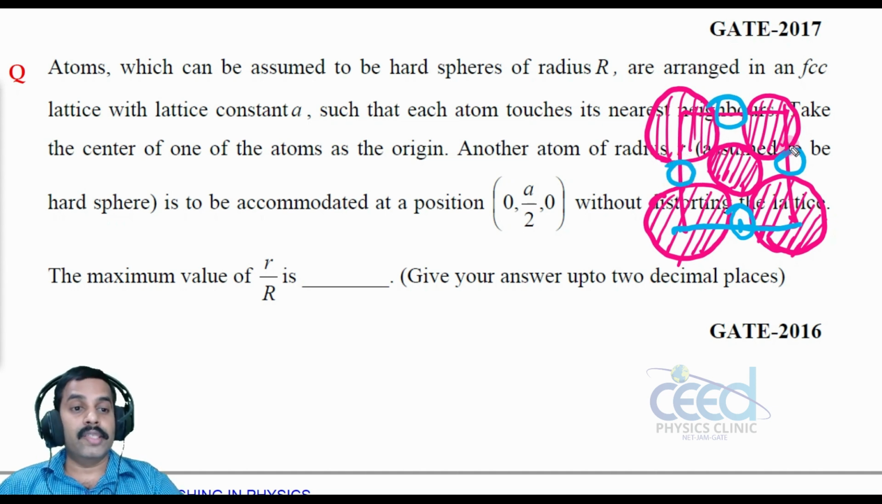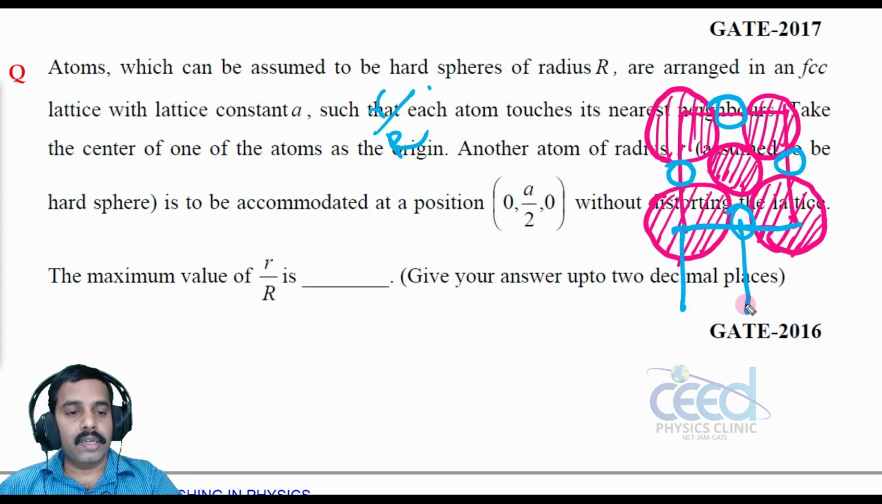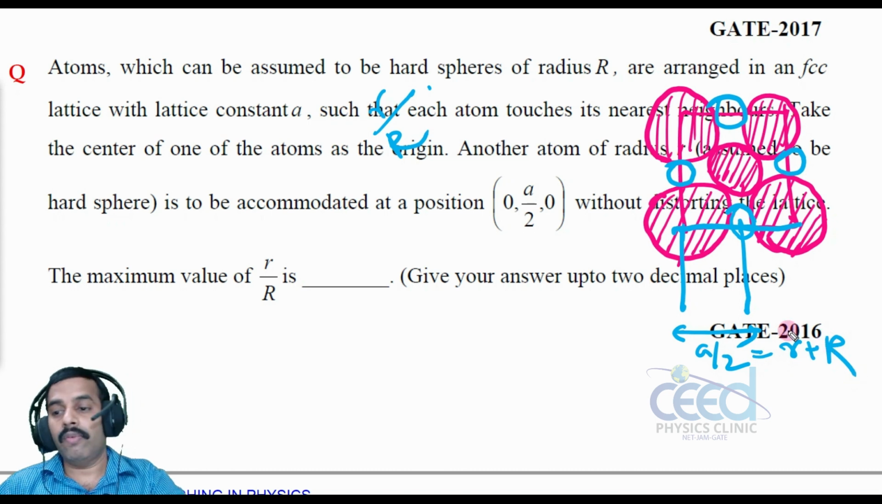If you accommodate a sphere of radius small r, now we need to find small r by capital R. So the small sphere has a radius r, and this big sphere has a radius capital R. So this total length, that is A by 2, is equal to R plus r. That is the first equation we have.